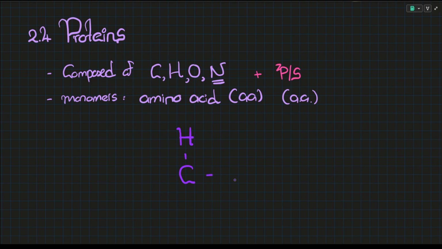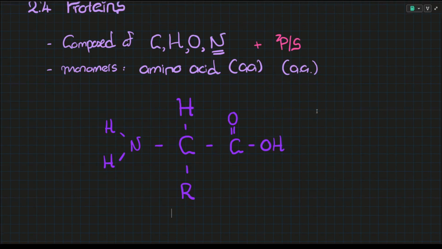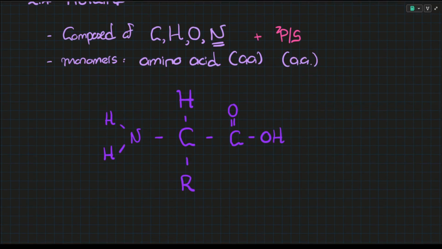On the right hand side, you have a carboxyl group. What exactly is a carboxyl group? A carboxyl group is the C double bond O OH thingy. That is a carboxyl group. On the left hand side, you have something known as an amino or amine group, which is simply NH2. And finally, this is the variable chain. We typically call it R, the variable side chain.